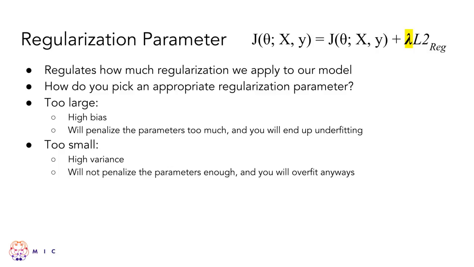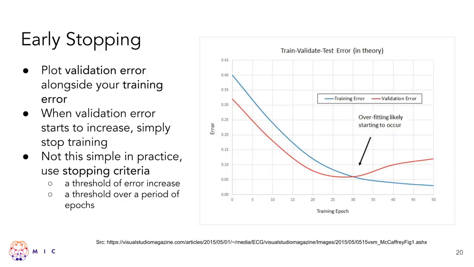But it's important to remember that if you make it too large, you're going to cause high bias, you're going to penalize the parameters too much, and you're going to end up underfitting. But if you make it too small, you're going to cause high variance, you're not going to penalize the parameters enough, and you're going to cause overfitting anyways. So just something to be aware of. If you actually do this, you'll know, but just something to keep in mind.